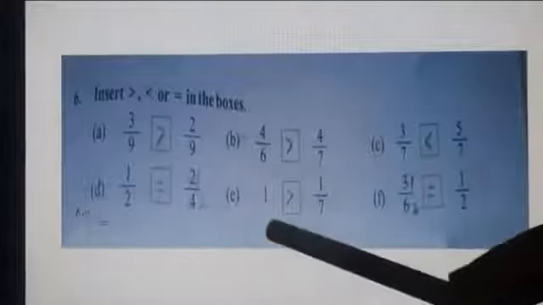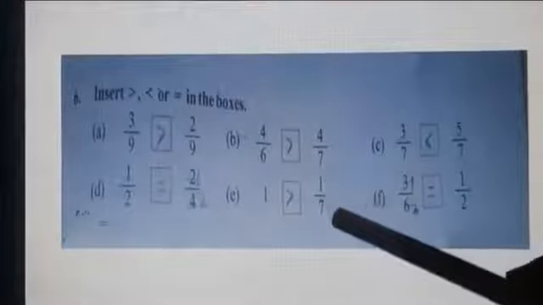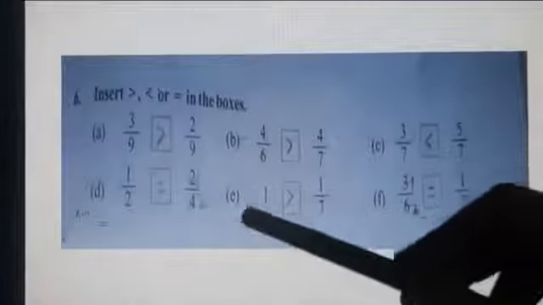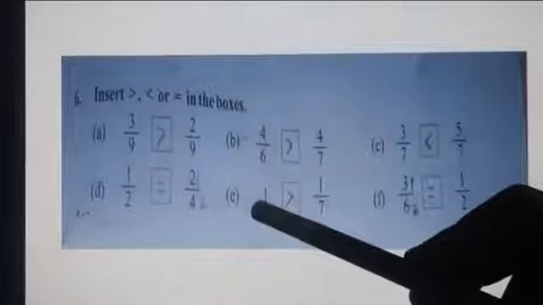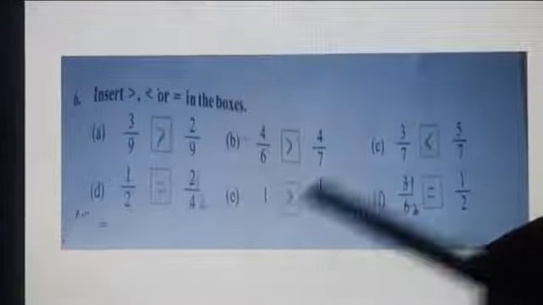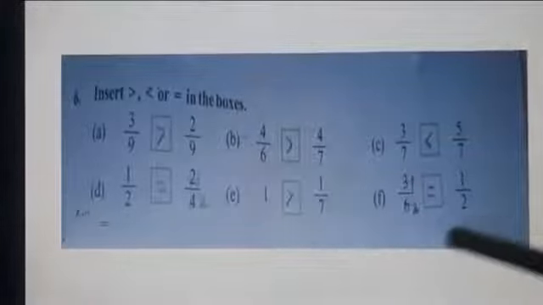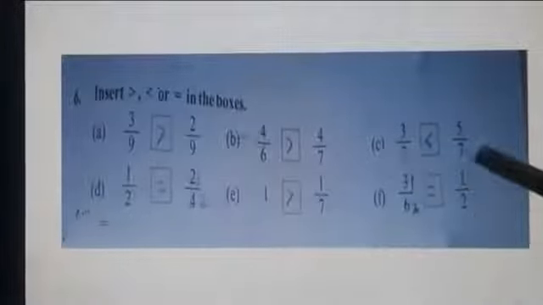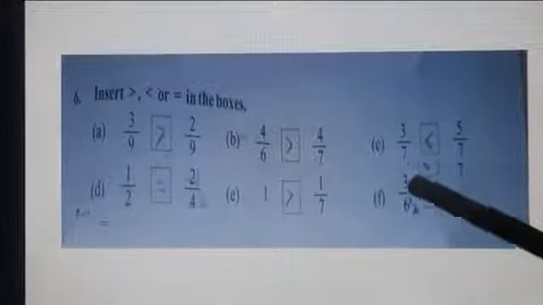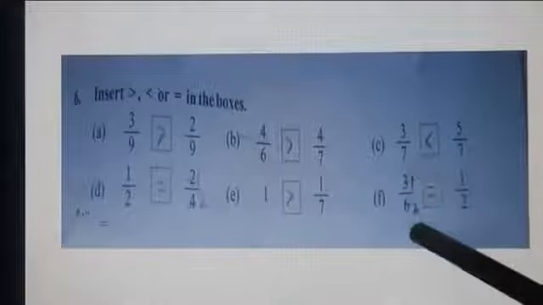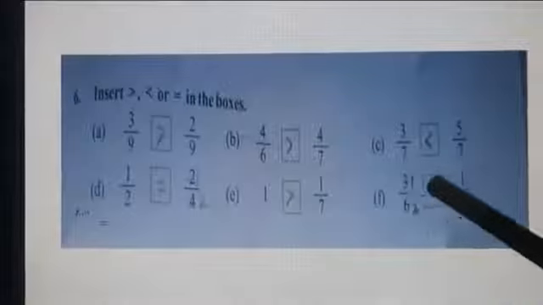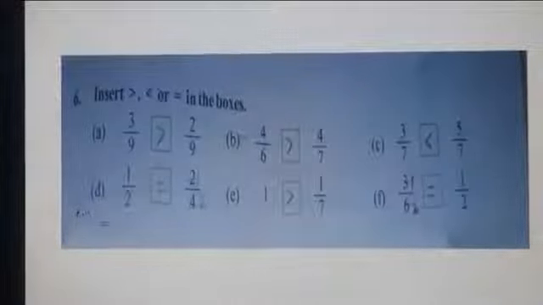Right? Next is 1, 1 by 7. 1 is a whole number, and 1 by 7 is a fractional part. So the whole number is greater. 1 will be greater. Now 3 upon 6, 1 upon 2. 3 1s are 3, 3 2s are 6. So this fraction is changed into 1 upon 2. 1 upon 2, 1 upon 2. So equal sign will be there in the box. Right?